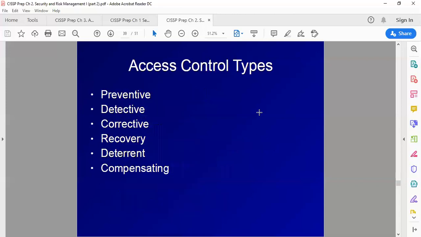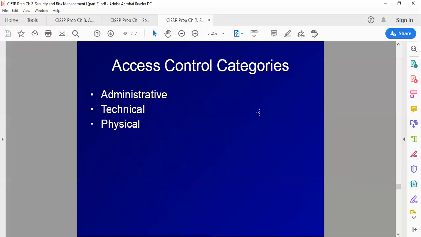So access control types are preventive, detective, corrective, recovery, deterrent, and compensating. And the control categories are administrative, technical, and physical. These are some of the controls, right?